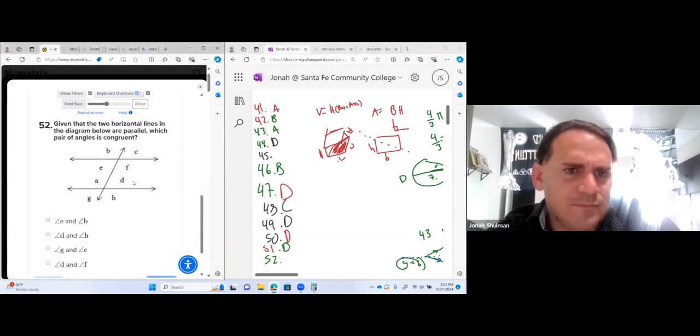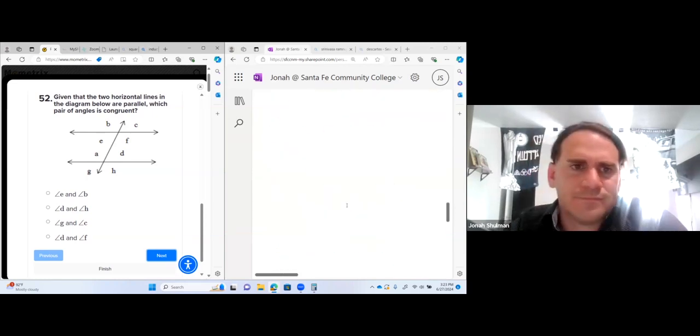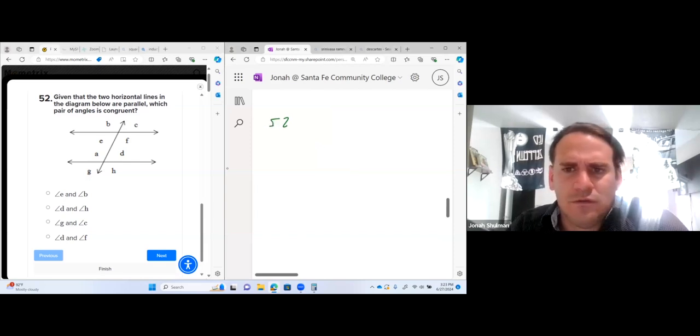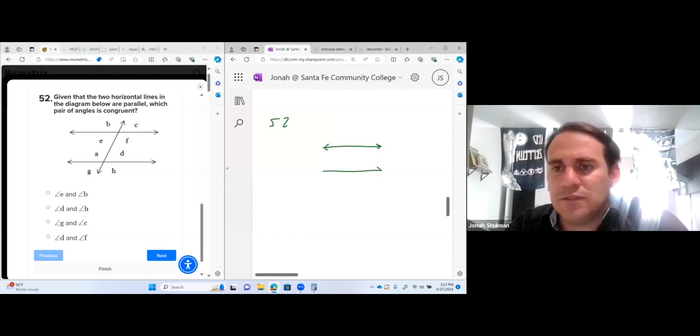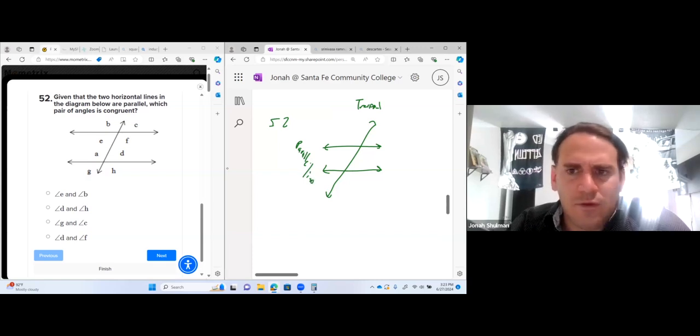All right. We are back in geometry world for 52. So 52 gives us these are called parallel lines, and this one in the middle means it's cut by a transversal. So this is called the transversal, and these are parallel lines. So we have B, C, E, F, A, D, G, H.